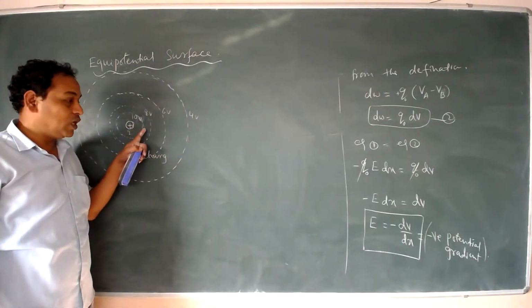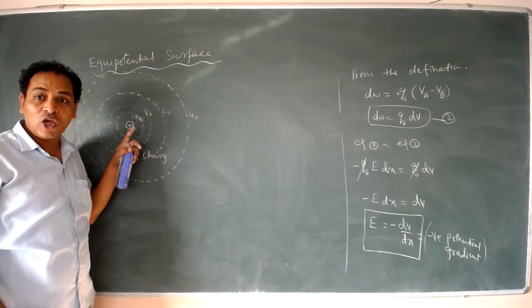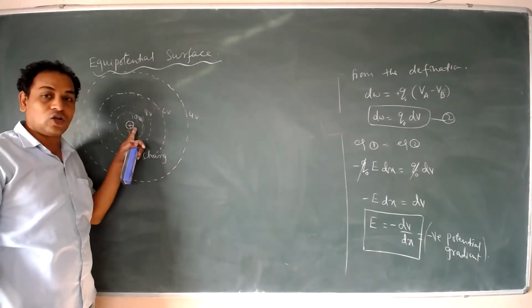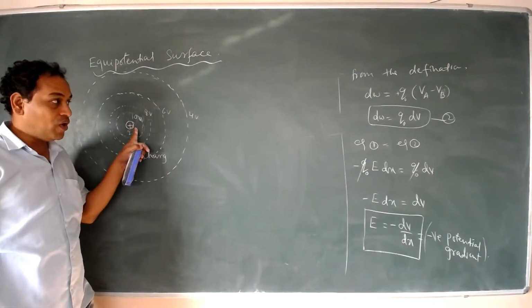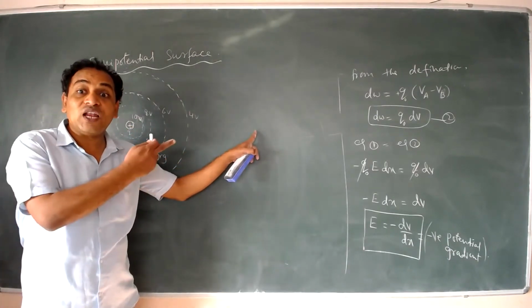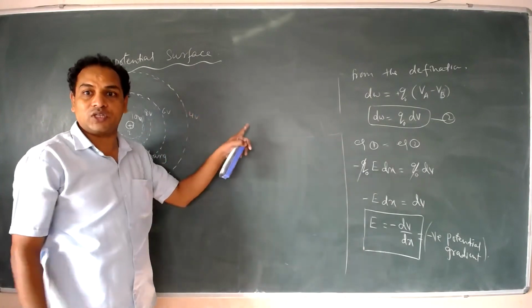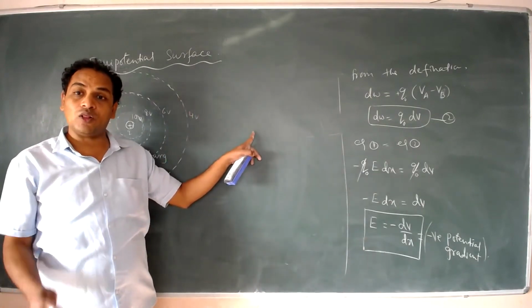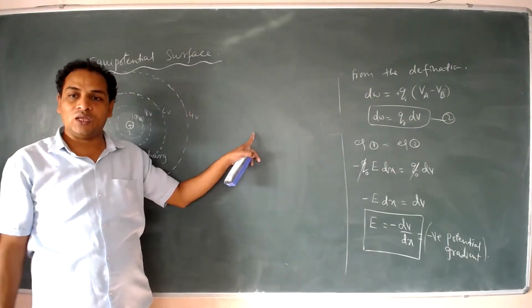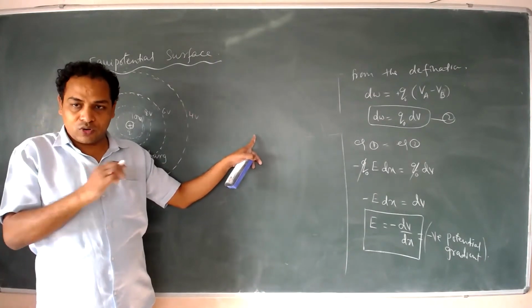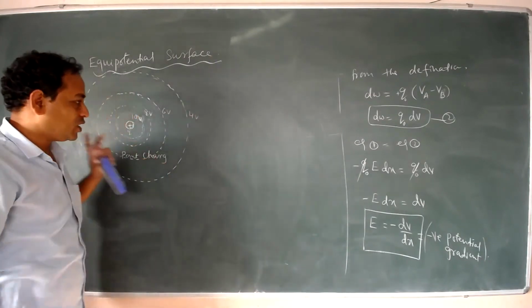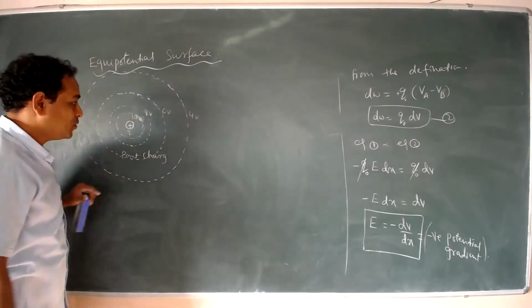We can say that equipotential surfaces are close to each other in the region of strong electric field, whereas in the region of weak electric field, equipotential surfaces are far away from each other. We can say this point. So these are all a property. I will list out these points also. So these are the things to keep in mind, right?